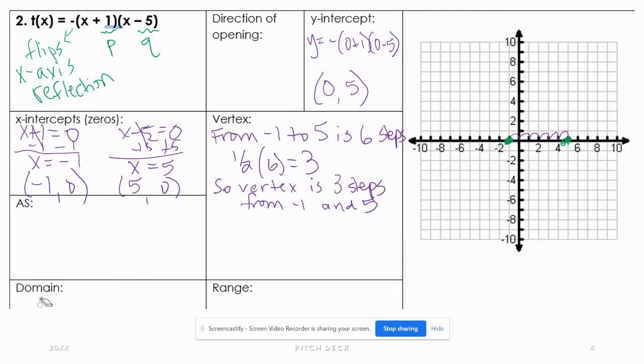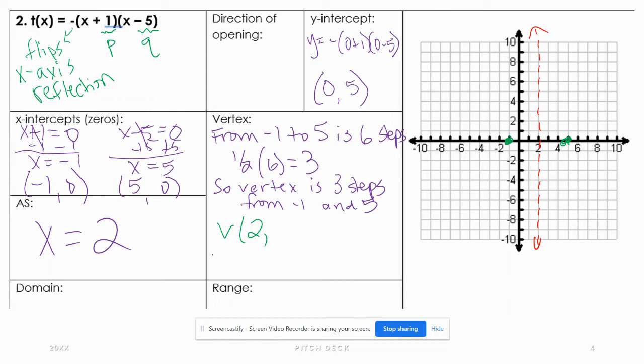I'm going to erase this purple on here. So 1, 2, 3 steps from -1, I am at positive 2. I'm going to draw in my axis of symmetry there at positive 2. My axis of symmetry is x is equal to 2.